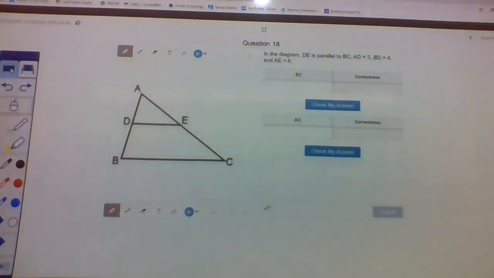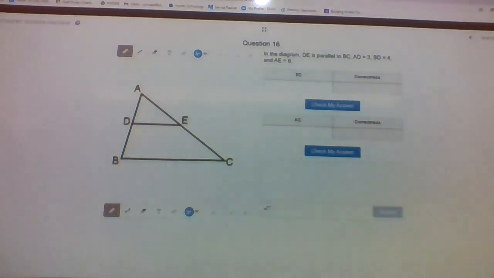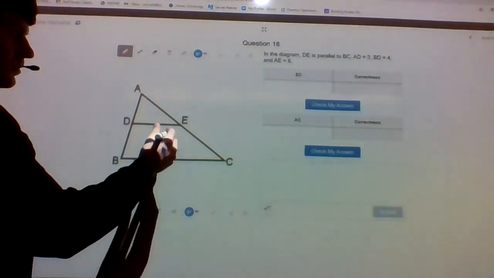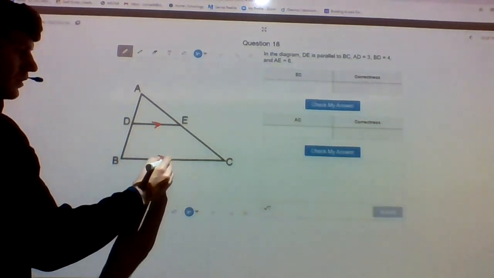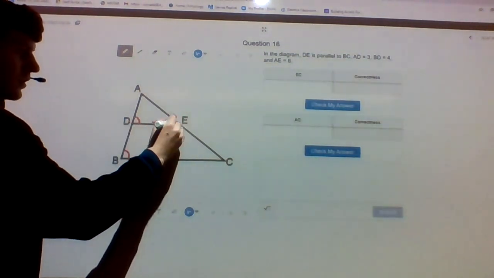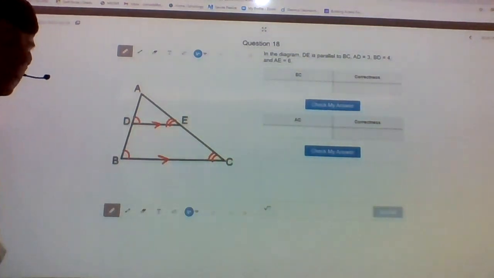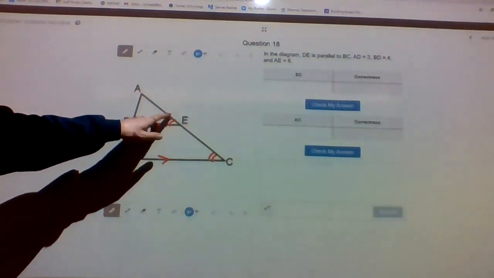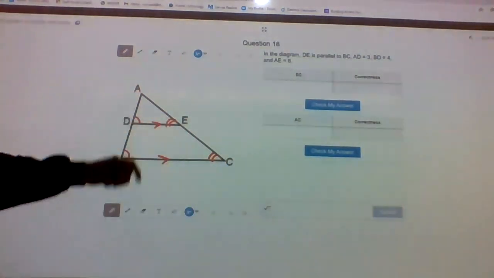All right, number 18 here. DE is parallel to BC. Again, that's relevant because that means corresponding angles are congruent. So we have angle-angle similarity. The small triangle here is similar to the big triangle.